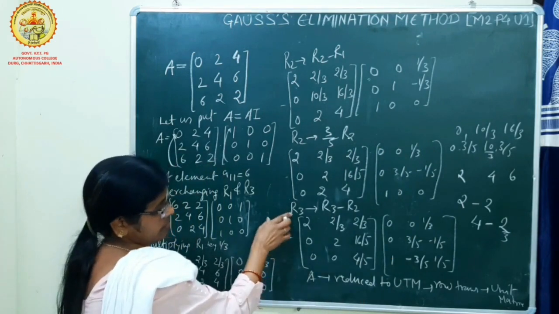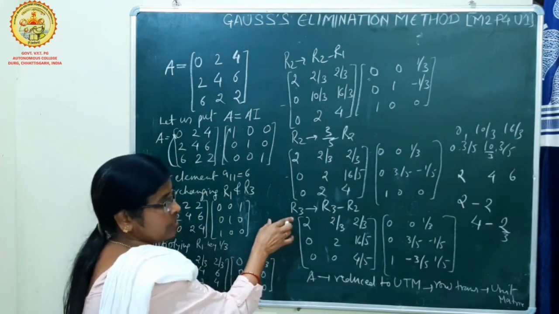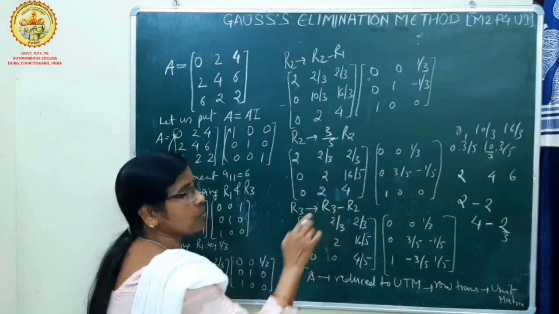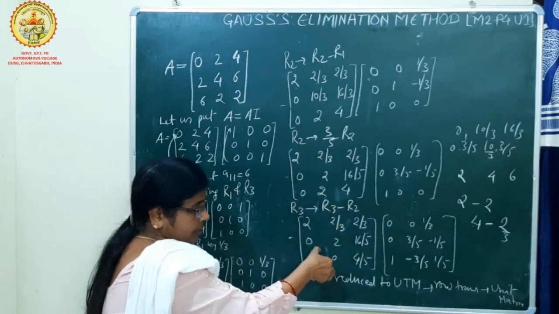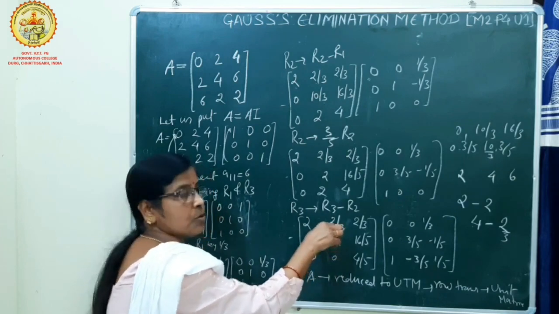Now again we perform R3 equals R3 minus R2. Now we take the difference between the third row components and the second row components.